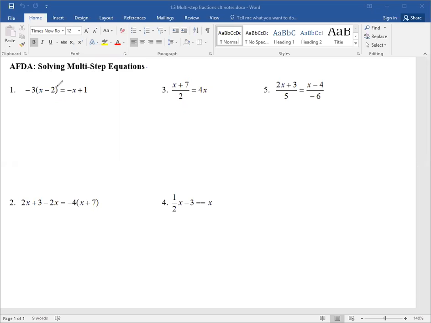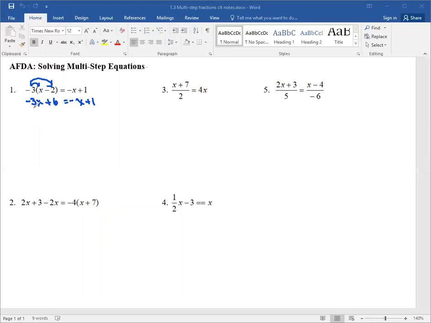We have a lot of negatives going on, so we want to be very, very careful working this problem out and to watch our positives and negatives. So the first thing I'm going to do is do the distribution. So I can see I need to do -3 times the x, which is -3x. And then I also need to do -3 times -2, which is +6. Okay, and that's the only thing I'm going to do in step 1.